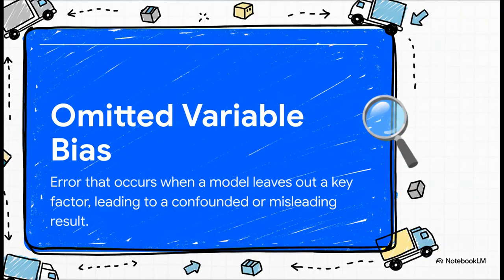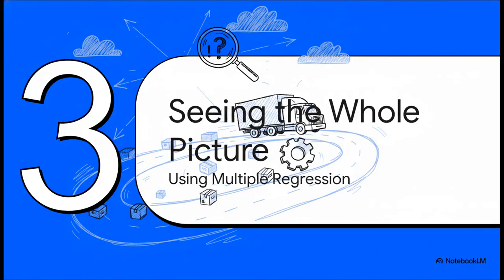This mistake actually has a name. It's called omitted variable bias, and it is one of the most common errors you can make in analysis. It's what happens when we build a model but we forget a key ingredient, and that causes our understanding and our predictions to be just fundamentally wrong. So how do we fix this? How do we build a model that can juggle more than one clue at a time?